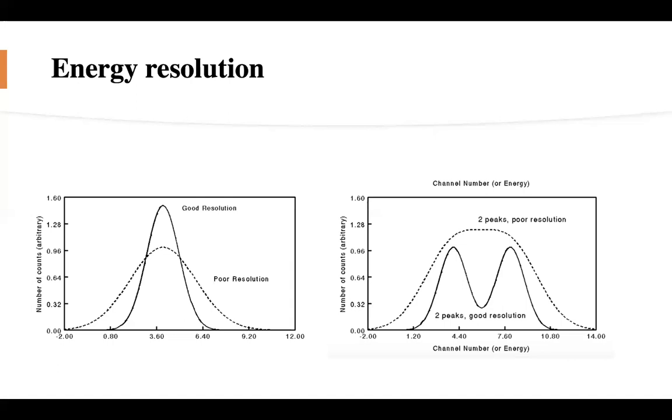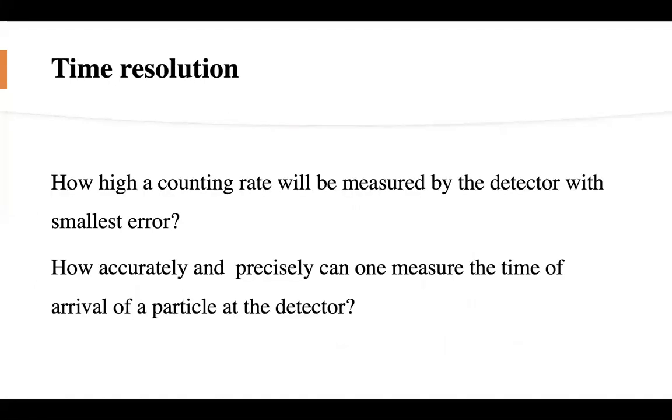But with a good resolution detector, you can detect 2 peaks and you can identify this kind of radiation. Time resolution, someone mentioned that. It's how high a counting rate will be measured by the detector with the smallest error, or sometimes without error. So if the detector has good time resolution, you will count in high level radiation easier and with accurate results.